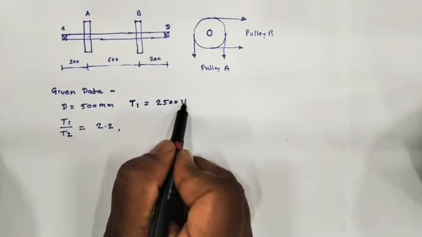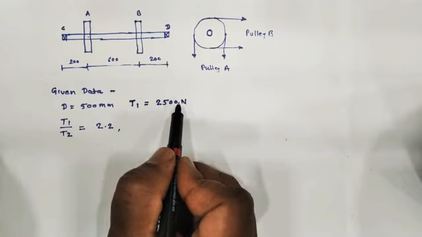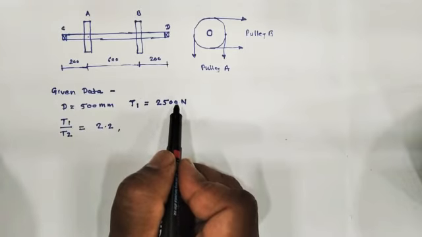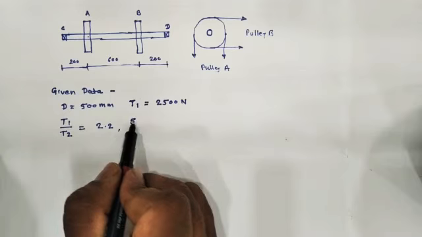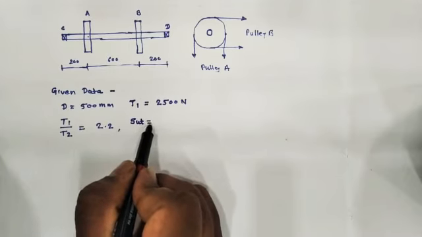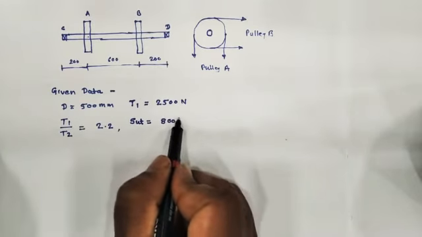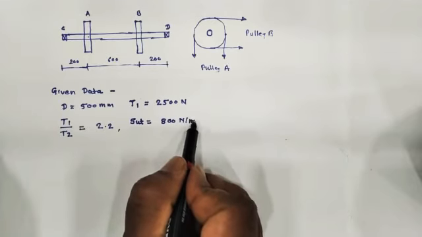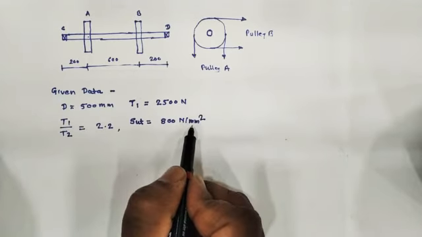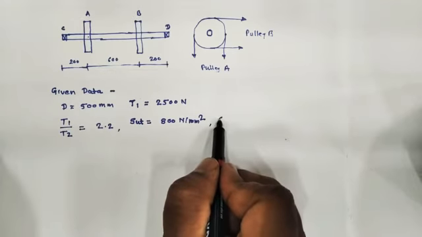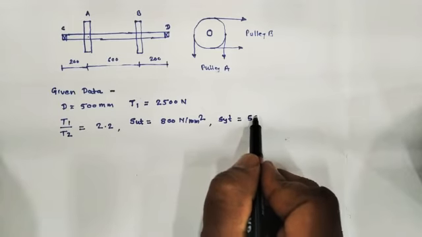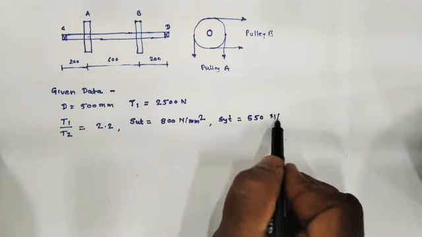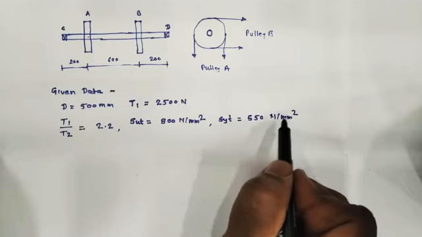2500 Newton. In addition to that, it is given that the shaft is made up of plain carbon steel with SUT 800 Newton per mm square, and SYT is equal to 550 Newton per mm square.